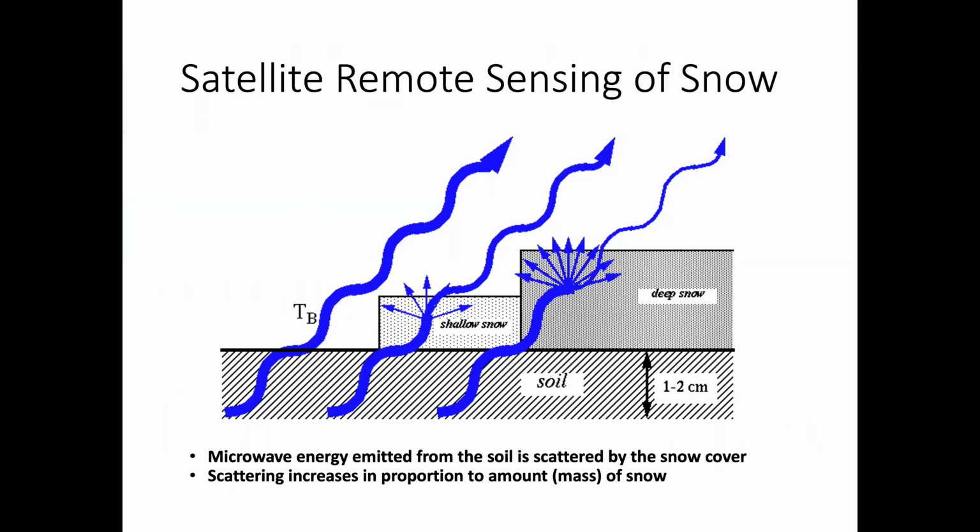This graph shows basically the same thing with a bit more detail. Shallow snow basically scatters the energy, and the deeper snow and the denser the snow is, the more scattering occurs, attenuating the underlying passive microwave signal from the Earth.